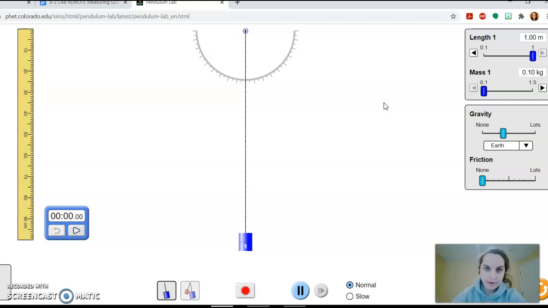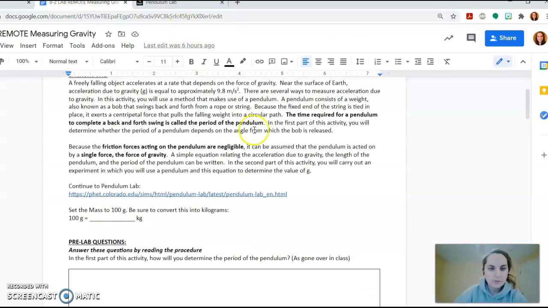Now, at a certain part in the lab, you're going to have to change the length of your pendulum, but we're going to talk about that when we get there. Okay, so right now on your lab, you should have the stopwatch showing, the length of your pendulum set to 1 meter and the mass as 0.1 kilograms. Okay. All right, so let's go back to the lab itself.